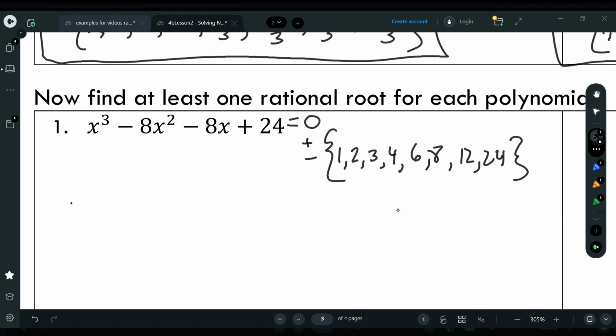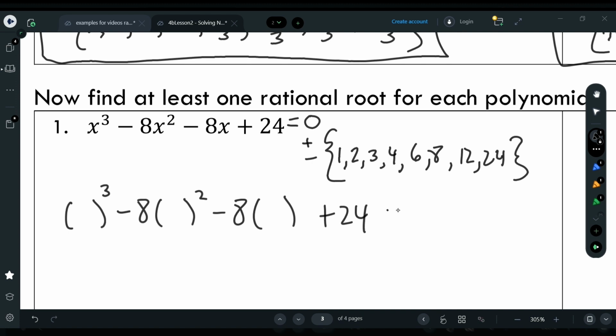Let's copy down the equation, replace every x with a set of parentheses. Plus 24 equals 0. So we're going to plug in a number. Now you can pick any one to start. I guess I'll just start with positive 1. Okay, positive 1. Let's do that. Plug that in, positive 1. And this is what I want to know. Is it actually equal to 0?